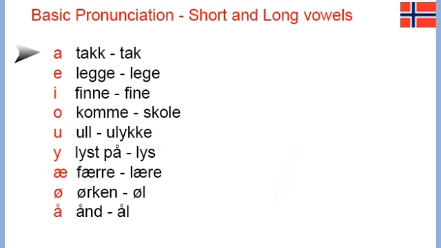Another element is the short and long vowels. Norwegian basically only has two lengths of vowels, the short ones and the long ones. If the vowel, which you see here on the left written in red, is followed by two consonants, it tends to be short. If it's followed by one consonant or no consonant, it tends to be long. The vocabulary here is not very useful, so we will not go through it. Just listen to the difference between a short vowel and a long vowel.